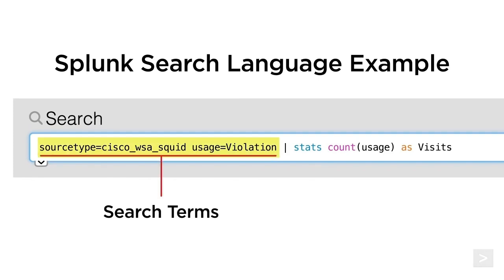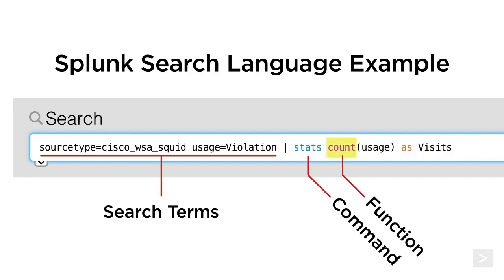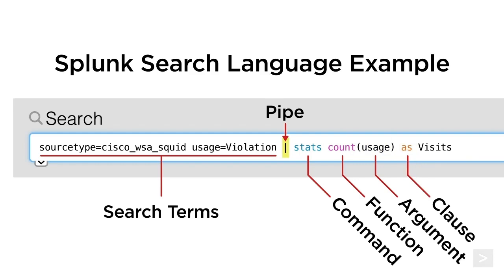Let's look at how these are put together into a search. We will talk about the specific components in a little bit, so don't worry if you don't understand what they're doing quite yet. First, we have the search terms. Then, the first search component. You can see that inside this stats command, there is a function of count with an argument of usage. The as is the clause. These two search components are separated by a pipe. We use a pipe to tell Splunk to pass the current results onto the next component.